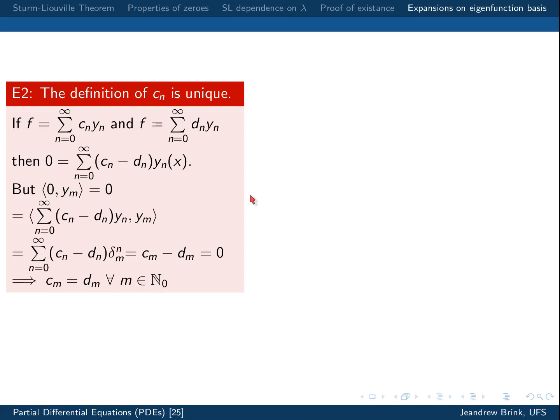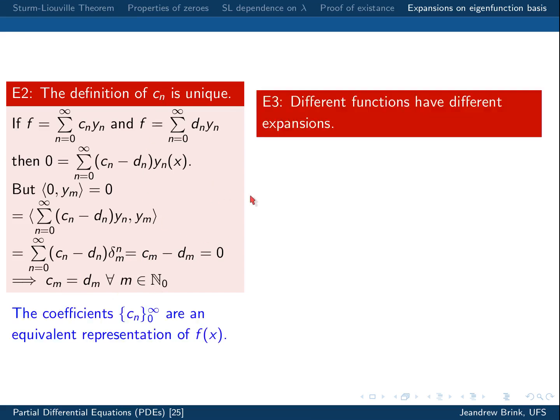The second thing is basically the one comment that I made earlier, that these coefficients are an equivalent representation of this function. All right, so you basically have a function that maps this interval, or you can represent it as the explicit definition of the function, or you can express it as these coefficients. The next thing is basically that different functions have different expansions, which you also need, right? Otherwise, there'll be a lot of ambiguity.